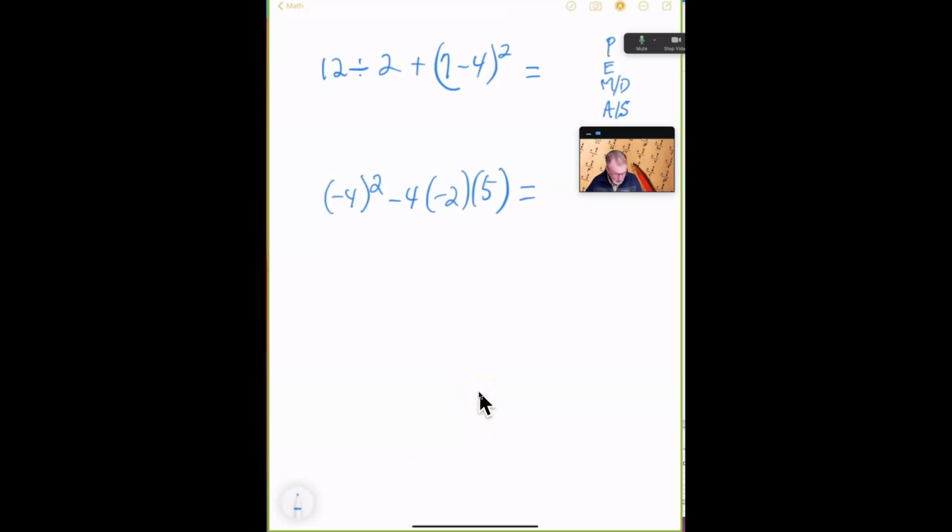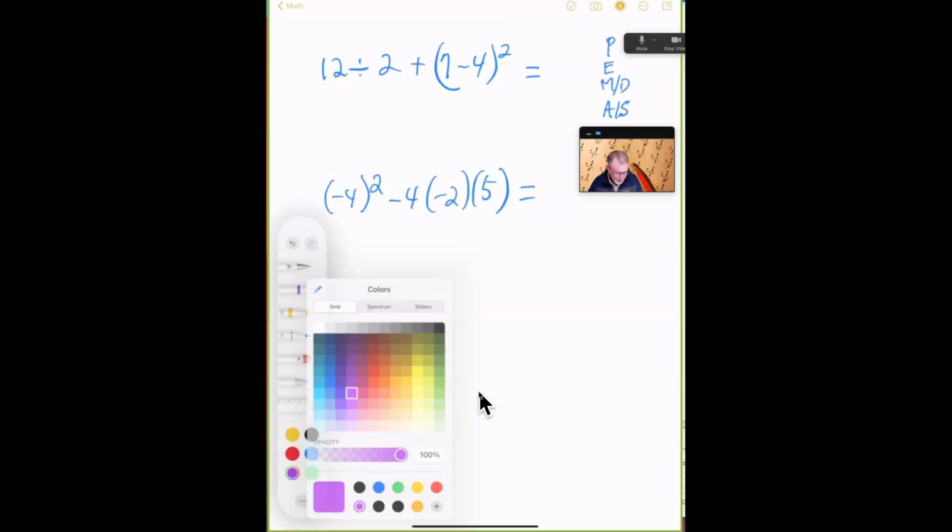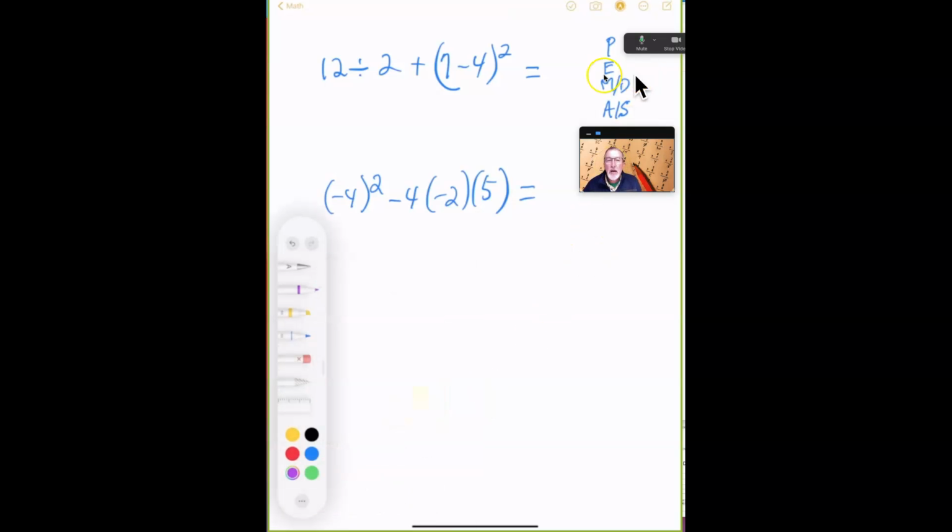So according to PEMDAS, let's go with purple. We have to start with any operations in parentheses first. So in this first example, we do have parentheses. And while we're talking about parentheses, let me mention that parentheses includes standard parentheses, hard brackets, curly brackets, absolute value brackets, basically anything that isolates another number.